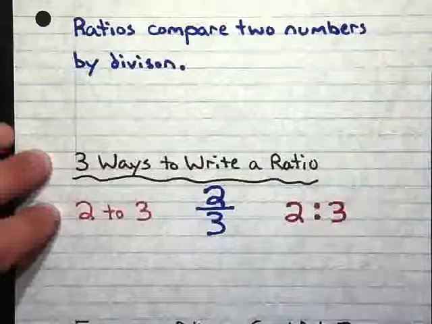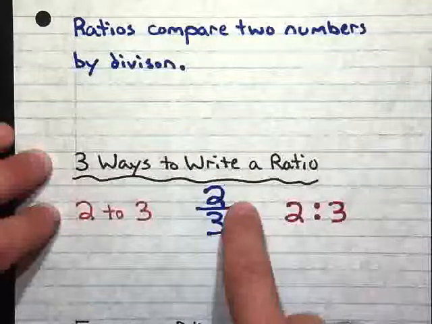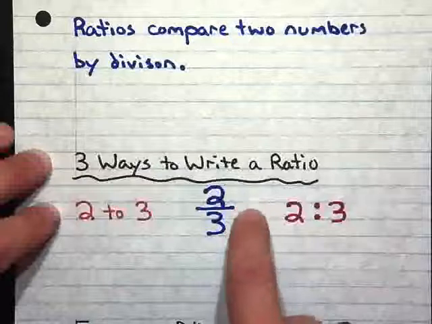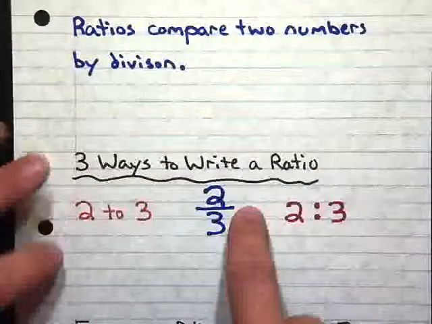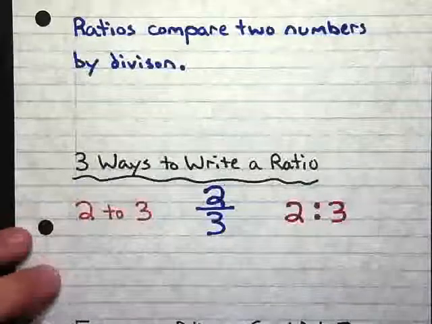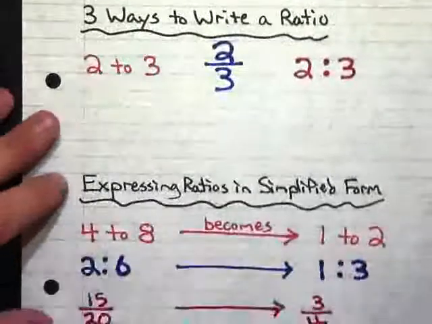Okay. Generally, though, you're going to see this 2 over 3 here is going to be the standard form that we're really going to use when we deal with ratios and proportions. All right.